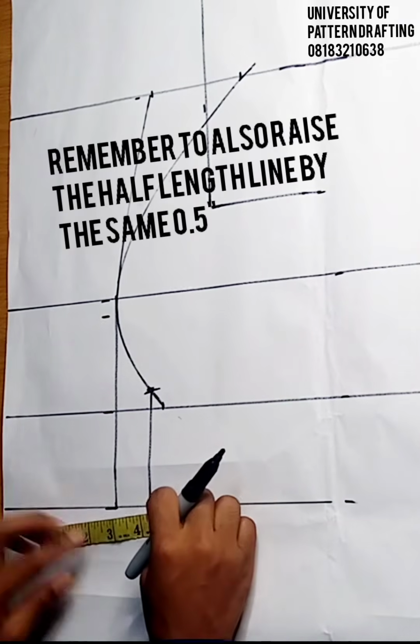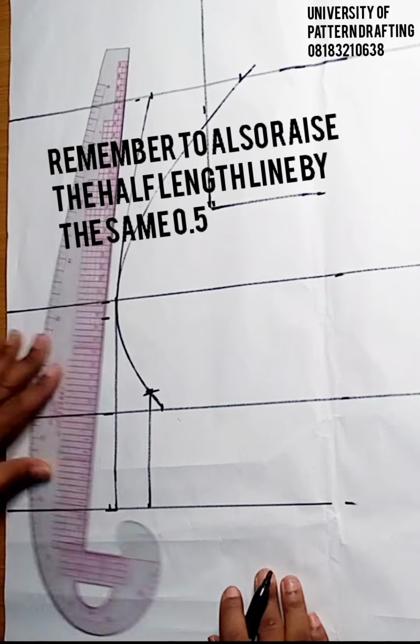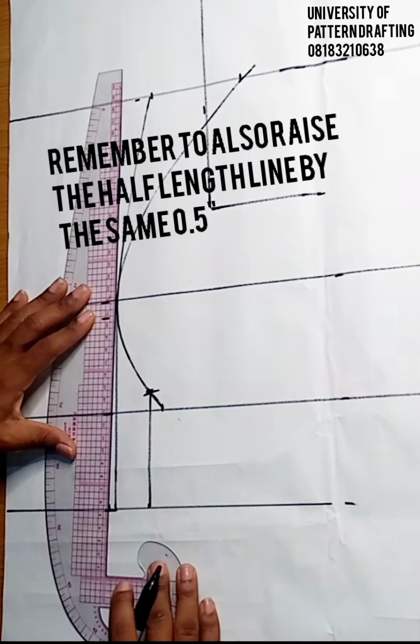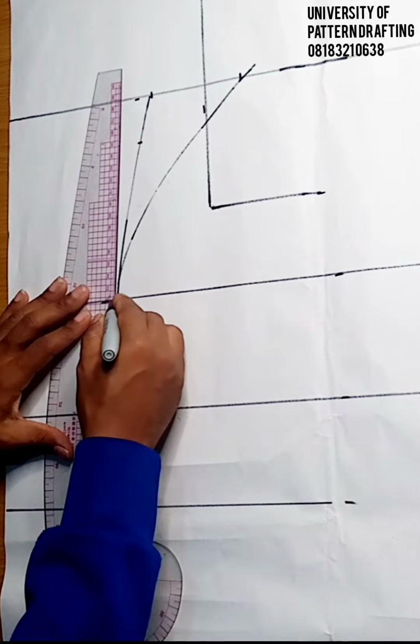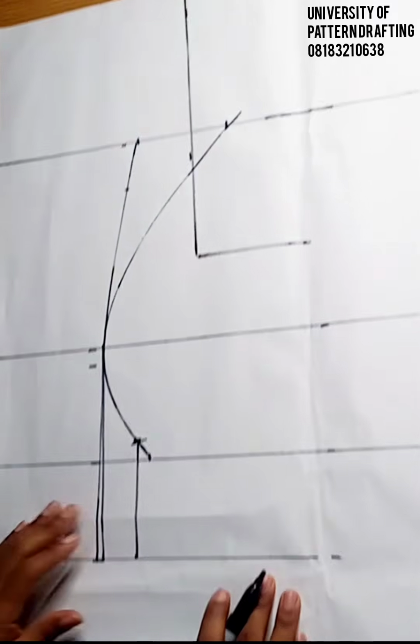So I'm also going to mark the dart on the other side of the bust span line, which is 1/4 inch, and I'll just connect that to the bust point. You know that this is really easy, guys, so just pay attention and you will get it.